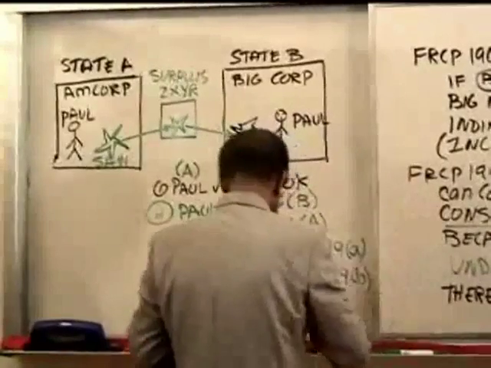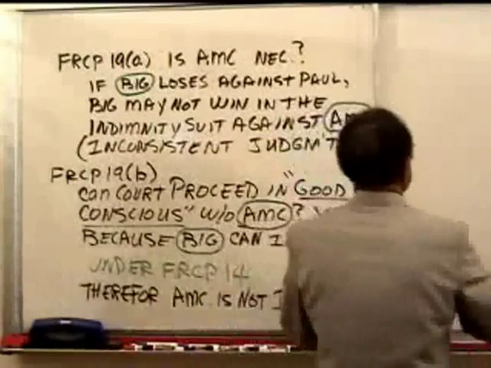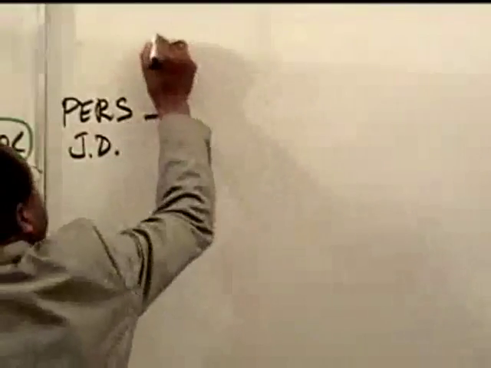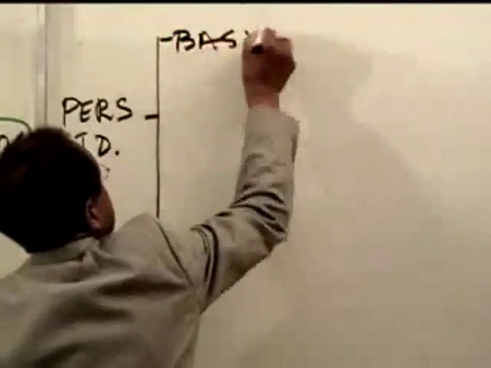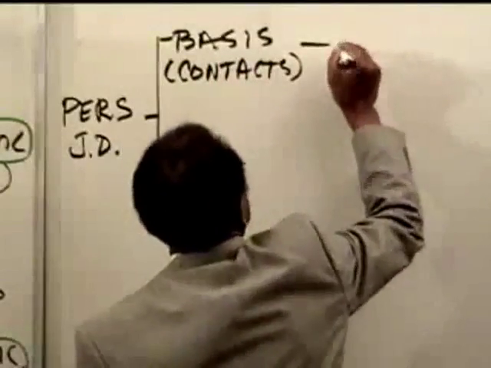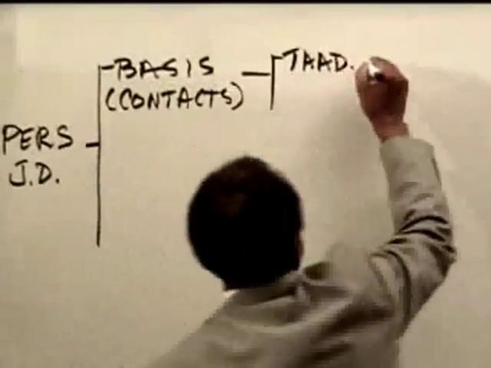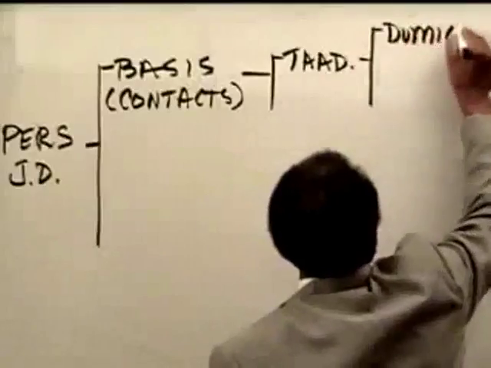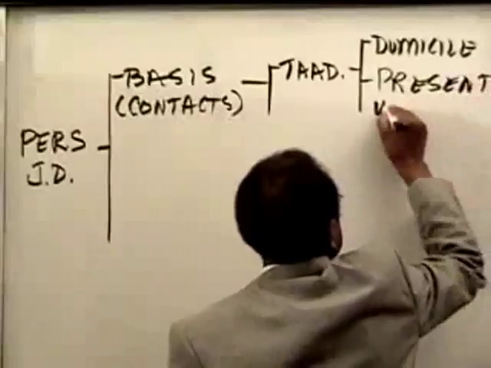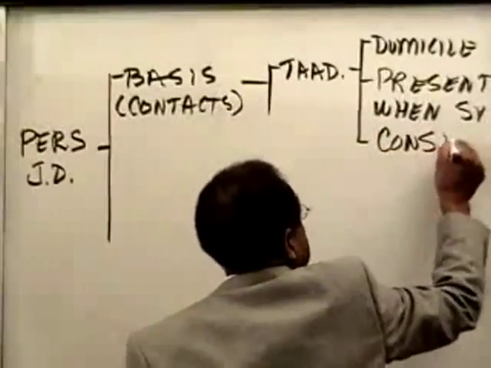We're going to erase this board so we can, well, I'll just not erase the board, I'll just use another board. So, personal jurisdiction, what are the requirements? Personal jurisdiction requires a basis. Remember that this basis really means contacts. And the basis can be the traditional basis. And the traditional basis: present when served. And the third one is consent.